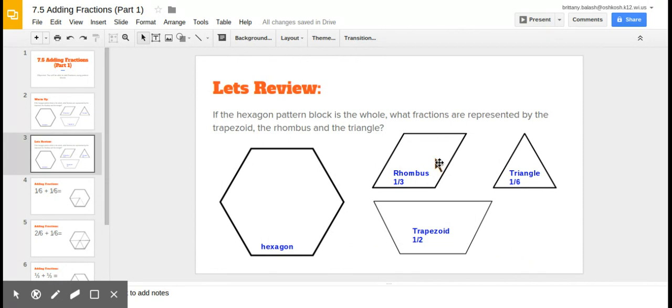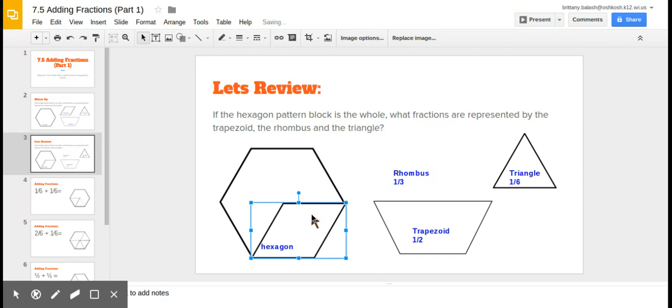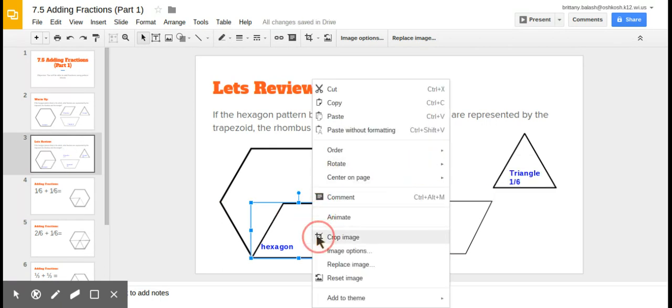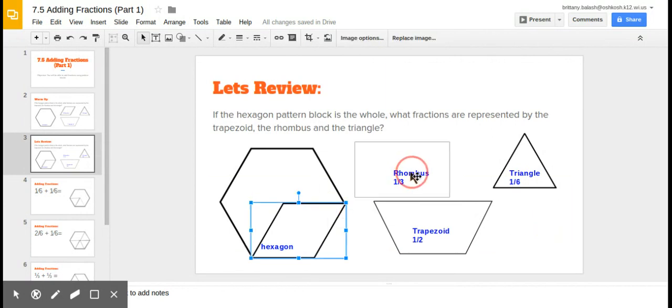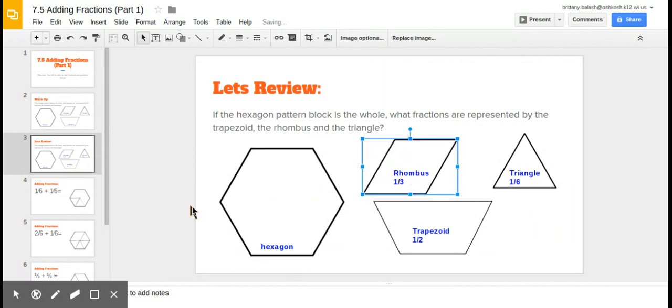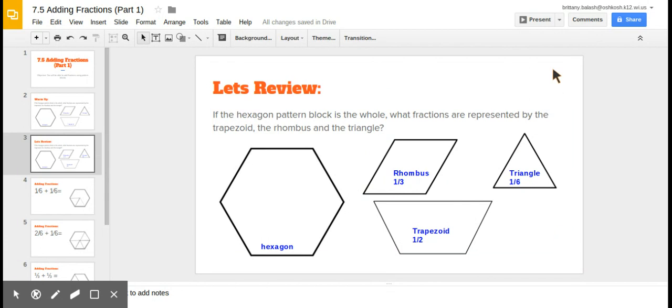So we learned that the rhombus is 1/3 of the hexagon. So if we moved our rhombus over, we would be able to fit 3 of them in there. Okay, we also learned that the trapezoid could fit 2 of them in the hexagon, and the triangle could fit 6 of them within the hexagon. So now what we're going to do is take these shapes that we have been working with for the past 2 days, and start using them to help us understand how to add fractions. Okay, so let's go through the first ones together.